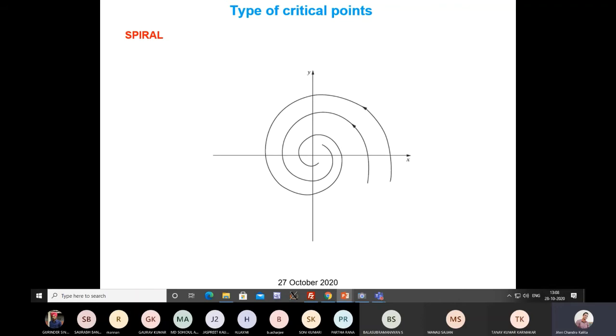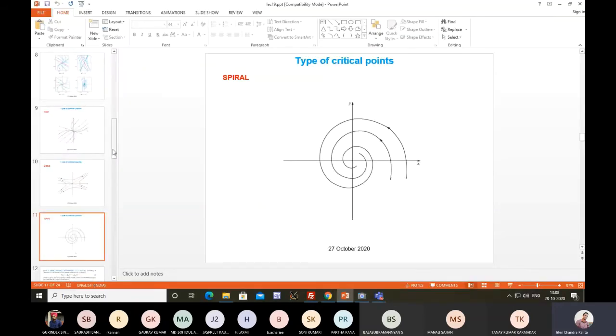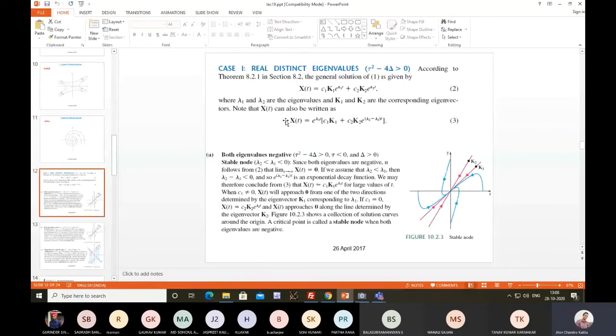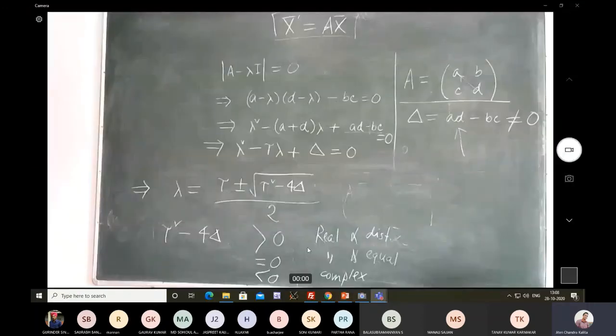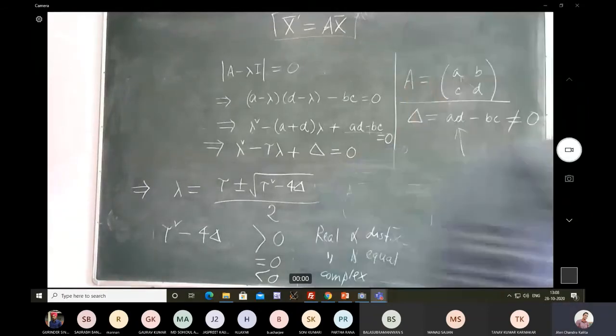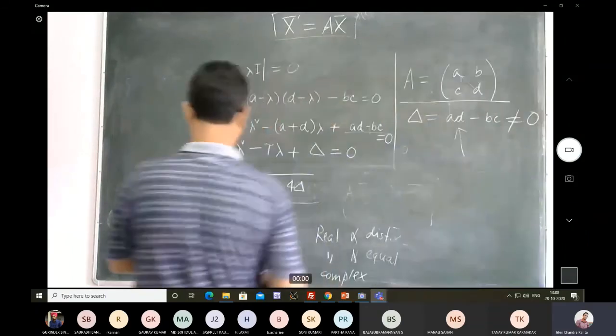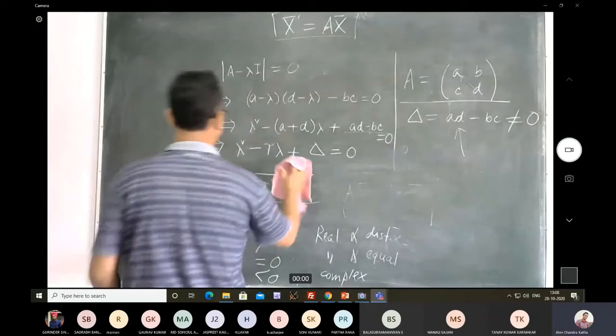Now let me really start. Firstly, I will start with case 1, that is nothing but real distinct eigenvalues. That is what I'm going to do now. I think I'll be able to do only one case today, but that is good enough. Don't worry about it.